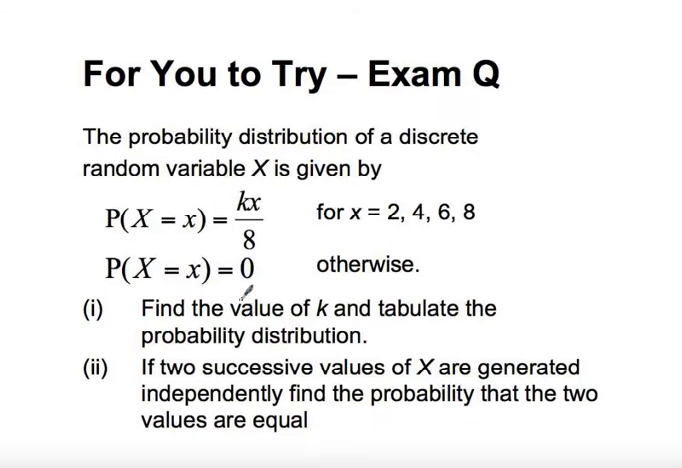The probability distribution of a discrete random variable x is given by this probability density function. Okay, so here is our p.d.f. First of all, I want you to find the value of k and to tabulate the probability distribution. And second of all, if two successive values of x are generated independently, find the probability that the two values are equal. So if you pause the video at this point, we'll resume in a moment with an answer.